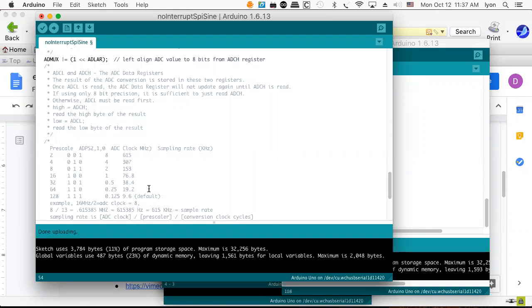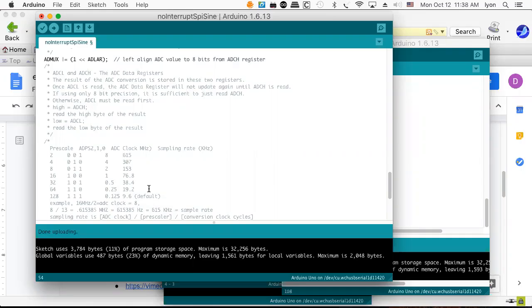Well, let's see. We'll do it again. 16 divided by 128 is 125 kilohertz. Divided by 13 is giving me 9.6 kilohertz. What I wanted to know was, what is the period for 9.6 kilohertz? So if I raise it to the minus 1 power, the period is 104 microseconds. That might be right. So I need 104 microseconds. Let's see if that's true.